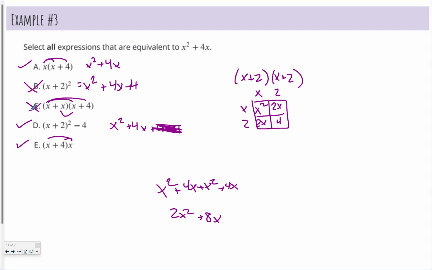Notice D is in vertex form. This is standard form. This one is in factored form. And then this one is in vertex form. Food for thought.